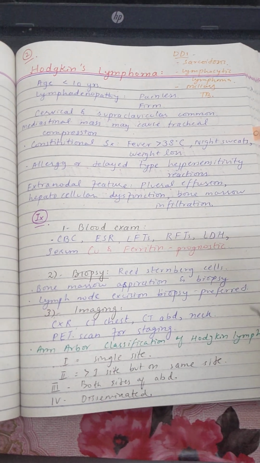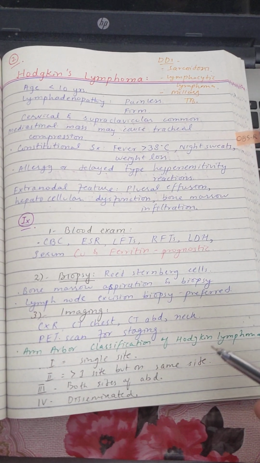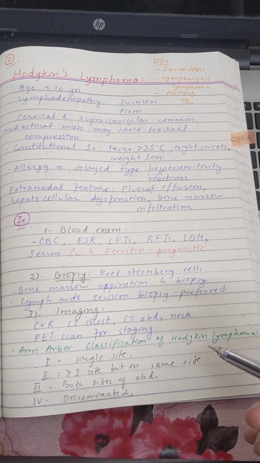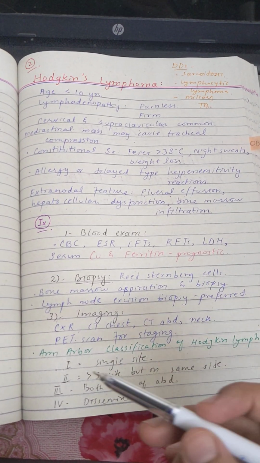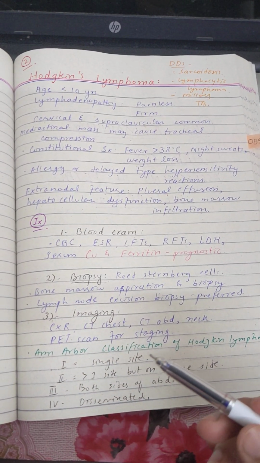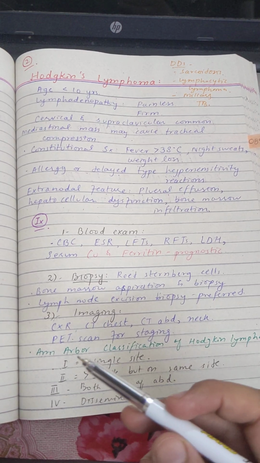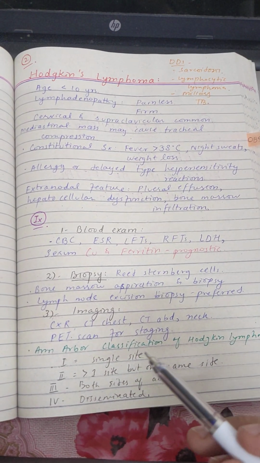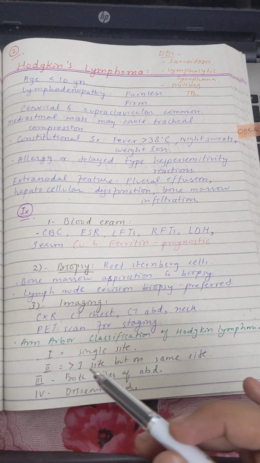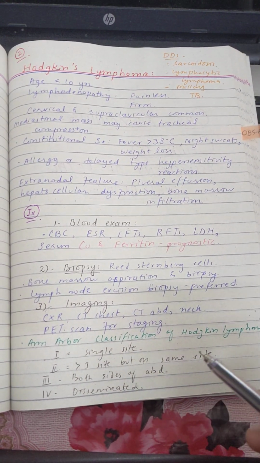And then there is a classification for staging, or you can say identifying the severity of disease in case of Hodgkin lymphoma, and this is called the Ann Arbor classification. And Ann Arbor classification says that if it is stage 1, then that means that only a single site of lymph nodes is affected. Stage 2 means that more than one site is affected but on the same side.